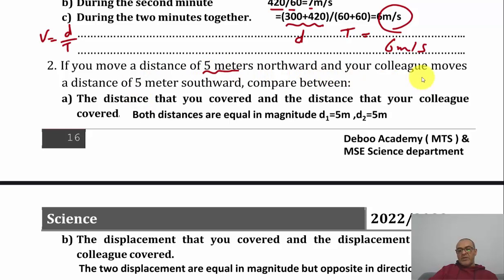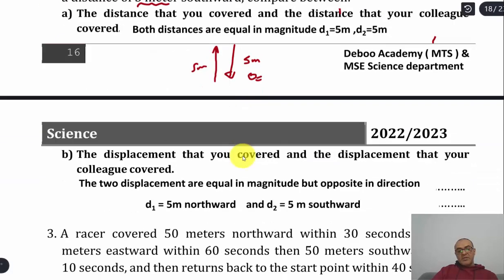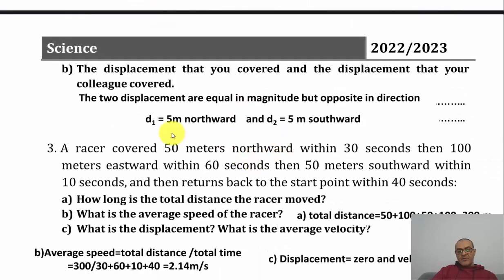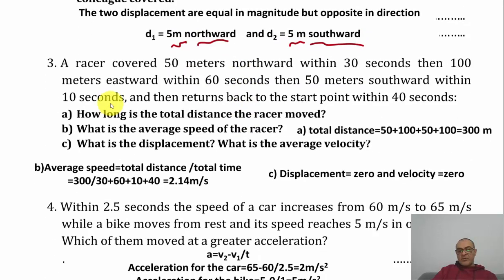If we move a distance of 5 meters northward and your colleague moves a distance of 5 meters also but southward, compare between the two distances. You move in this direction 5 meters and your colleague moves this one 5 meters also. The distance that you covered and the distance that your colleague covered is 5 meters each, but the total displacement will be 0 because it is in different directions. Here 5 meters northern and 5 meters southern, if you add them, it will give you 0 because of the different directions.